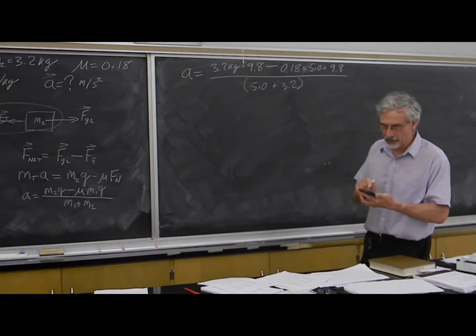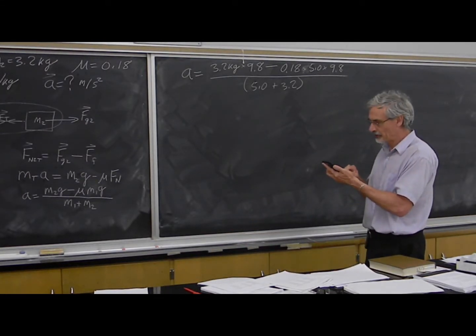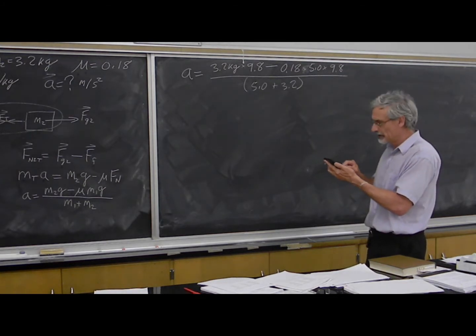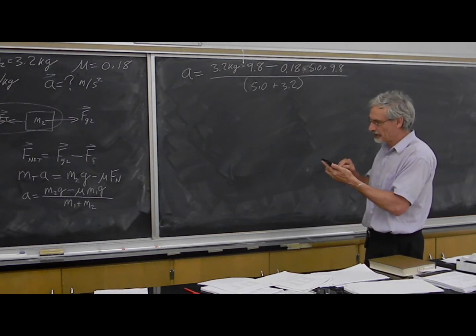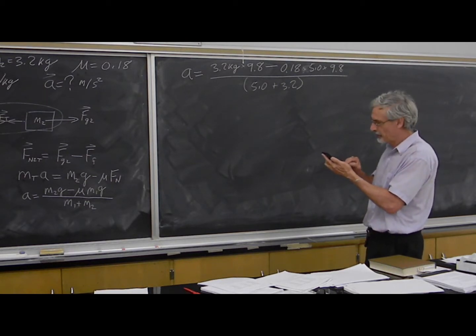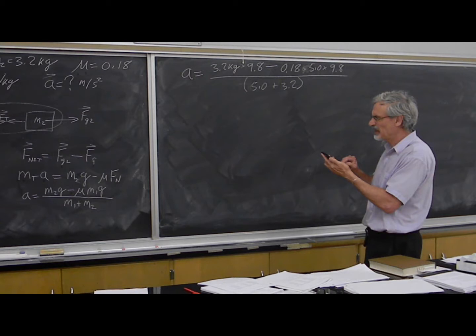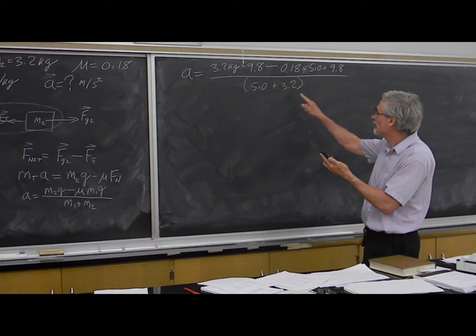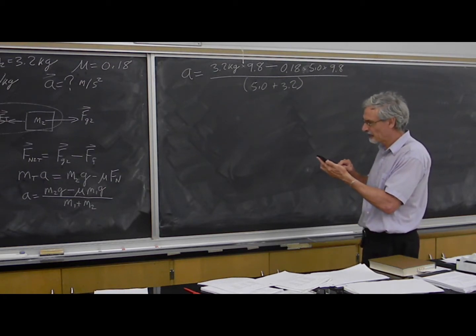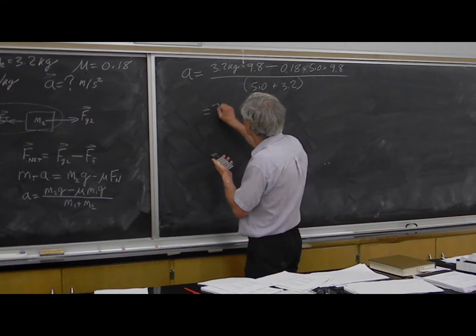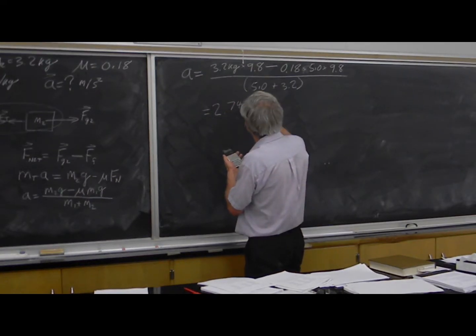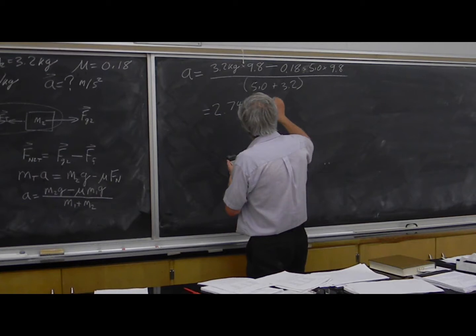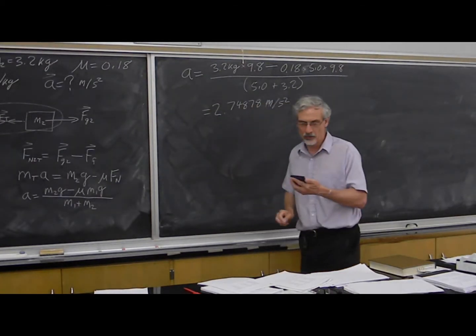Get out the calculator. We have 3.2 times 9.8 minus bracket 0.18 times 5.0 times 9.8 bracket, equals, and divided by 8.2, and we get 2.74878 meters per second squared for our acceleration.